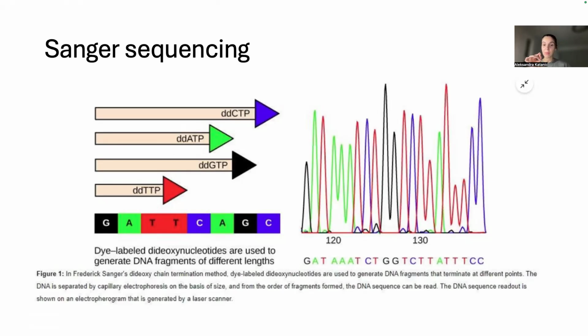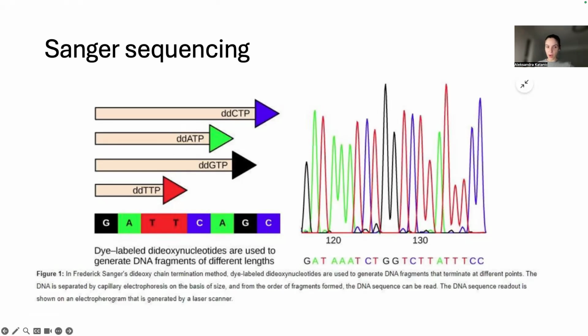Each ddNTP has a different color dye attached. ddCTP is blue, as you can see on the picture. ddATP is green, and so on and so forth, right? GATTCAGC. And you can see here the peaks are representing those individual bases.